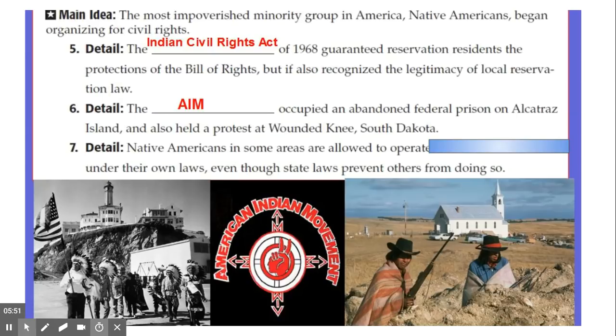They also held a protest at Wounded Knee, South Dakota, pictured down below in the right-hand corner. At this incident, they occupied the site of that massacre, and not very far from that site is a school and St. Francis of Assisi Church. During their time of holding this, there were concerns about federal agents coming onto the reservation to arrest individuals. This was one of those incidents that was a little more violent and destructive. But AIM is still around.